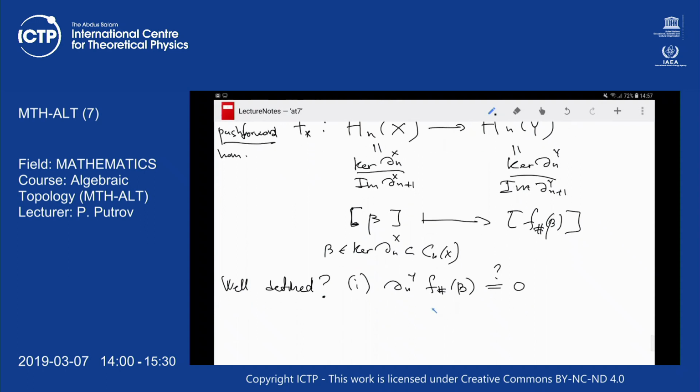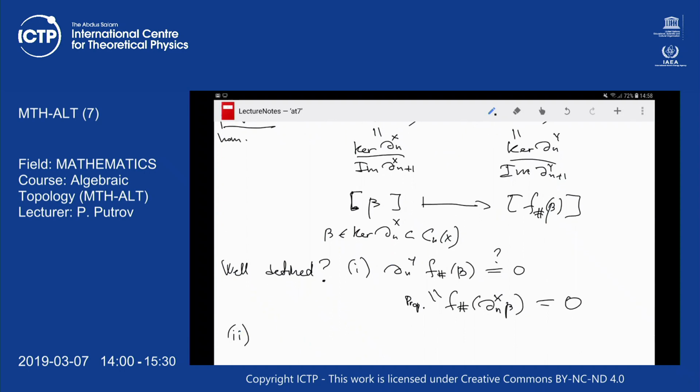And this is indeed so, now we use the property that we can exchange d and F sharp. So this is from the proposition above, so this is the same as F sharp of d of X of beta, and since this is a homomorphism, this is 0 because beta is in the kernel.